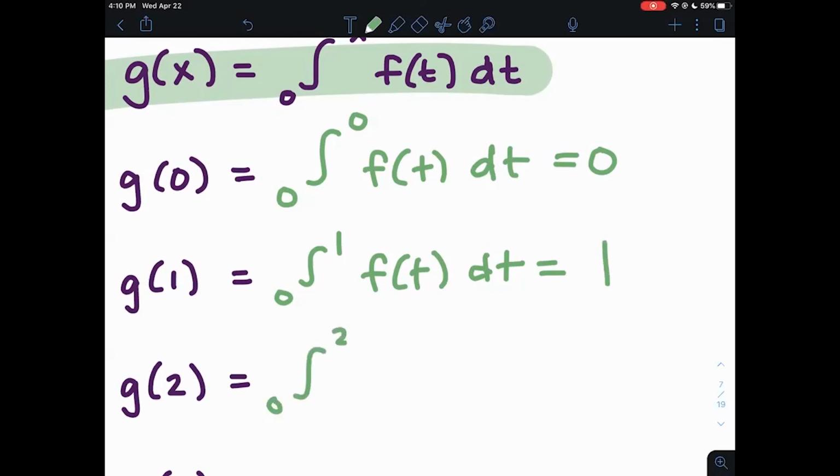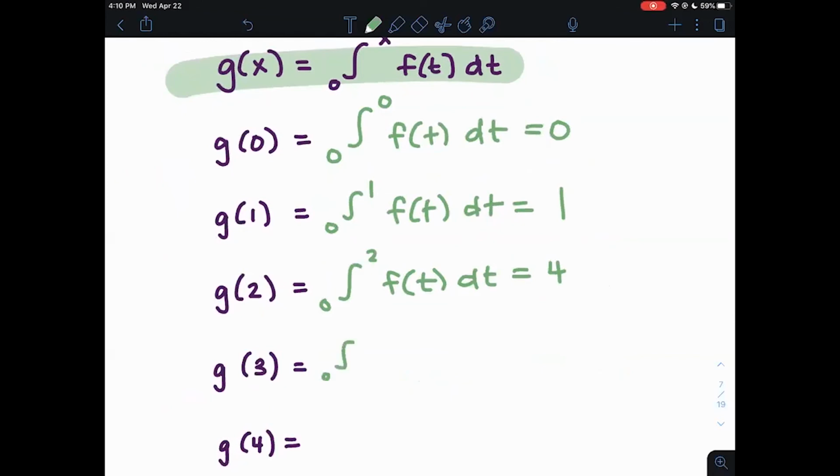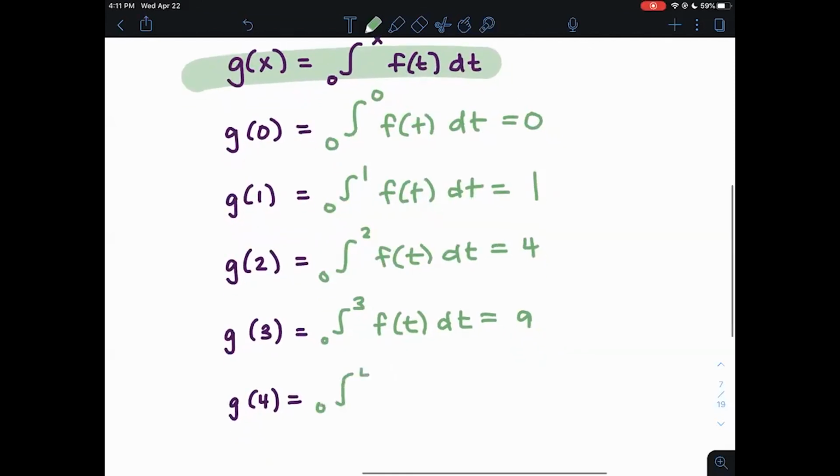G of 2. Now I'm evaluating, here's my x, here's my x. Now I'm evaluating the area under this curve between 0 and 2. And when we do this, we end up with a triangle that has an area of 4. And if we just keep going, now I'm looking at the area between 0 and 3. That gives me a triangle with an area of 9. And then I can go from 0 to 4. That gives me a triangle with an area of 16.